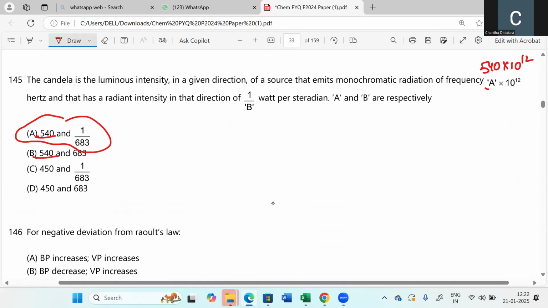So, sorry, 1 by 683, so B is 683, na? Arre dekha, see that is how they'll give you the things. 540 and B is 683. B is 680. 1 by 683 is watts per steradian. So you remember that 540 into 10 to the power 12 hertz and then 1 by 683 watts per steradian. That would be the thing.